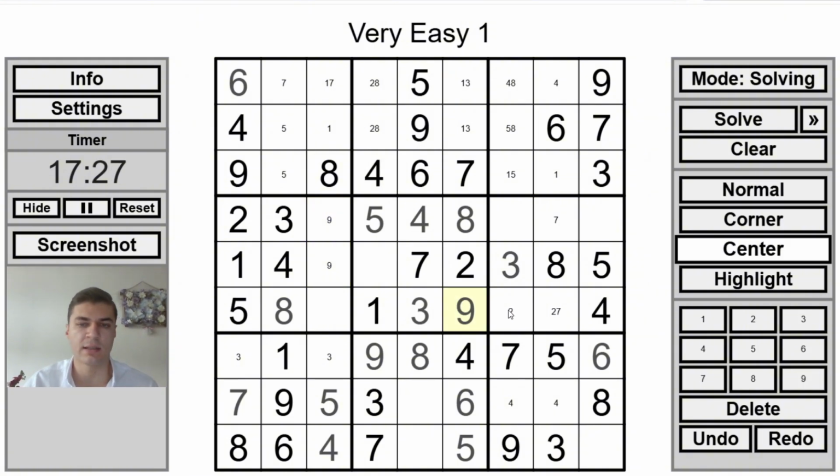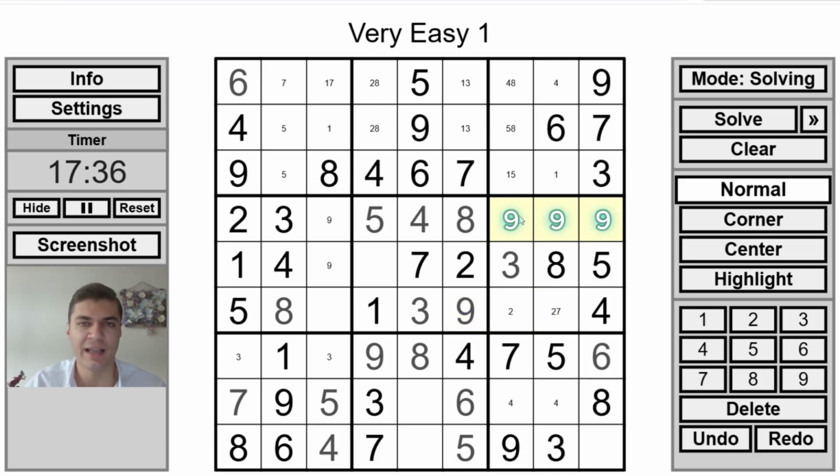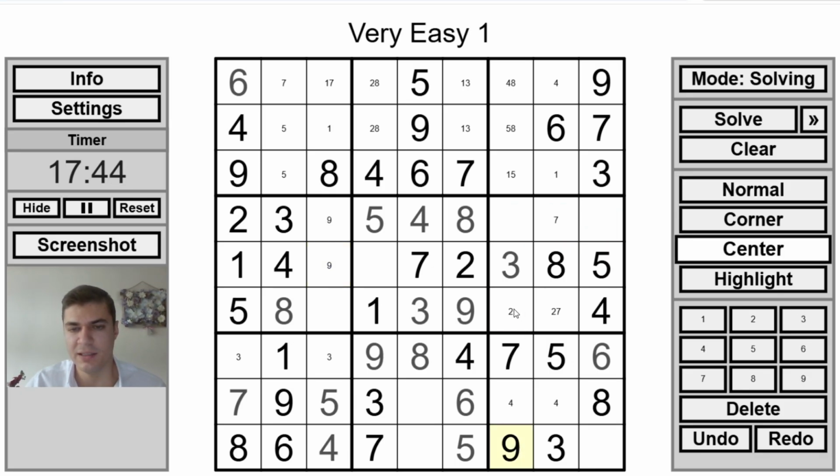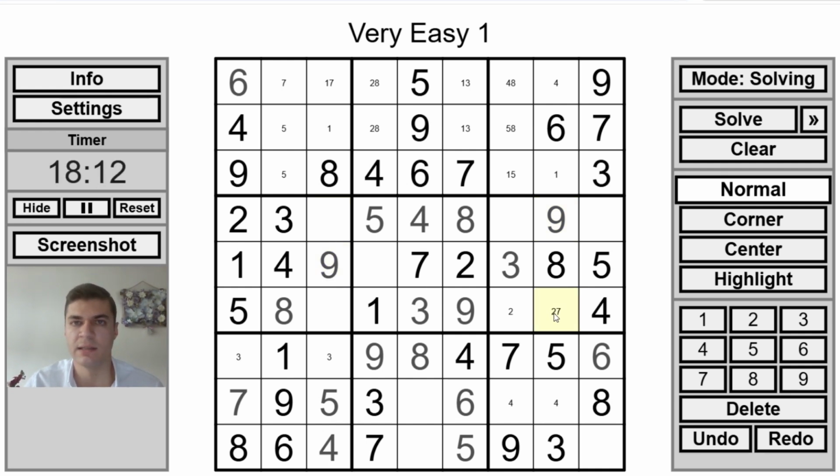Because of this 9 I cannot write 9 here, so 9 has to be there, so this cannot be 9 and this has to be 9. 9 here, 9 here and 9 here, so this has to be 9. And because of this 9 this cannot be 9. Let's make this 9. 7 cannot have any place in this big box except in this small box, so this is 7. And because this is 7 I cannot write 7 here, so 7 has to be there.